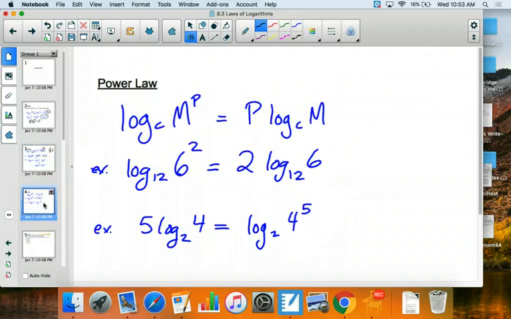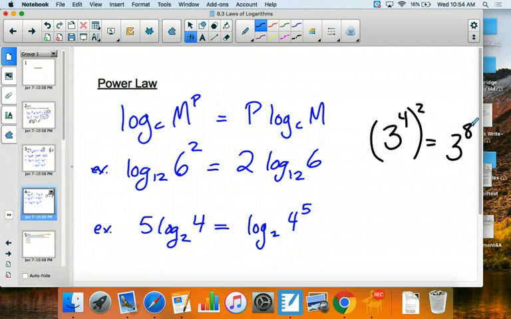The third and final law is the power law. So again, if you remember your exponent law with power over power, that's where if you had 3 to the power of 4 all squared, when it was a power of a power, you multiplied your exponents, and then that would become 3 to the power of 8. What happens with logarithms is that if you have an argument that has an exponent, so in this case, m to the power of p, what you can do is take that exponent and bring it out front, and it becomes then the coefficient of the logarithm, so that's p log m base c.